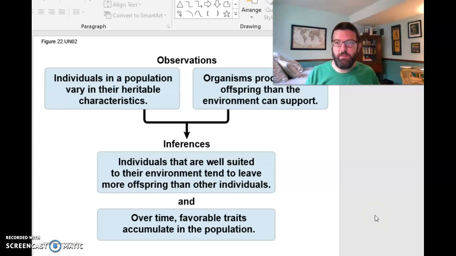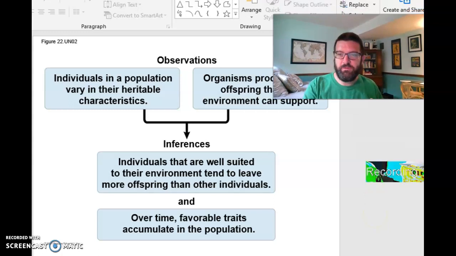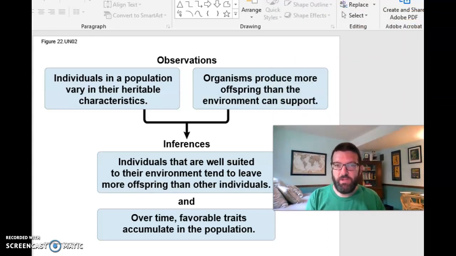Okay, I'm going to end here in a moment, but I want to make sure that we are familiar with the observations and inferences of Darwin. All right, remember, individuals in a population vary in their heritable characteristics, variation in heritability, and organisms can produce more offspring than the environment can support, which creates competition. And you can infer from those two things that individuals that are well suited to their environment are going to acquire more resources and therefore produce more offspring than other individuals.